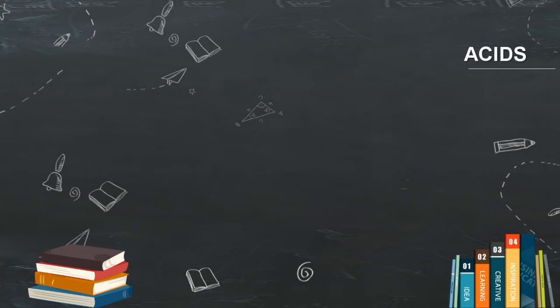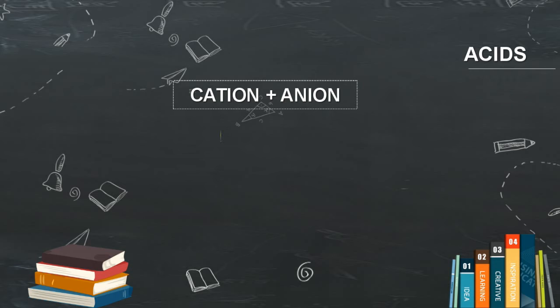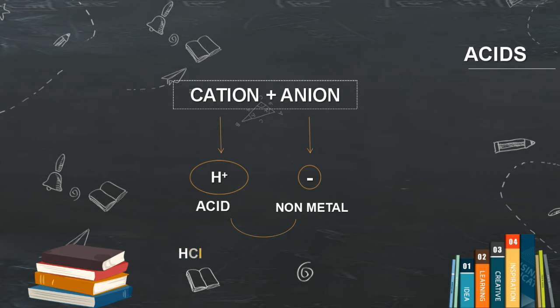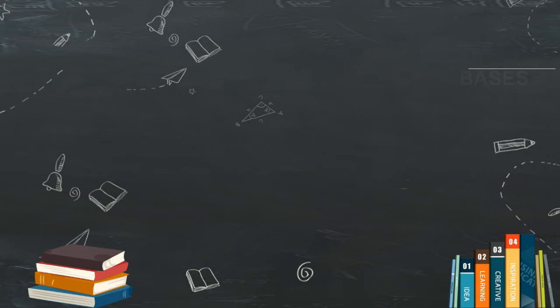Next, for naming acids. Acids consist of a cation and an anion, but the cation is the hydrogen ion, which has 1 plus charge. For example, hydrochloric acid. It's already balanced.